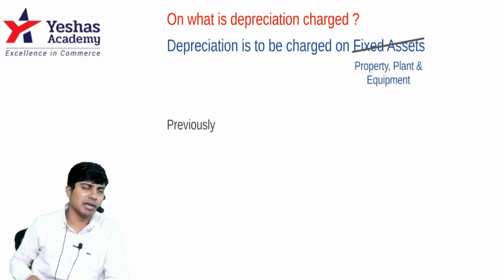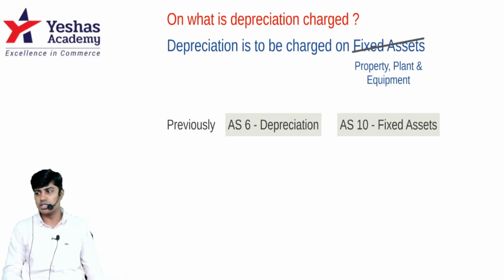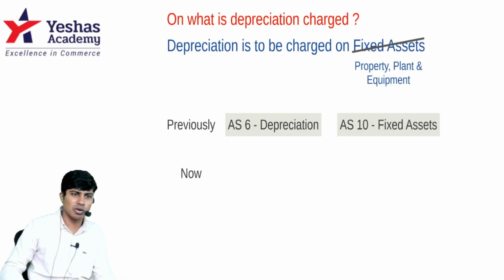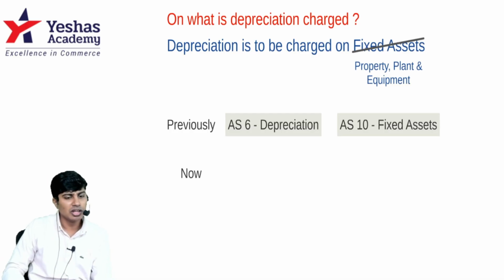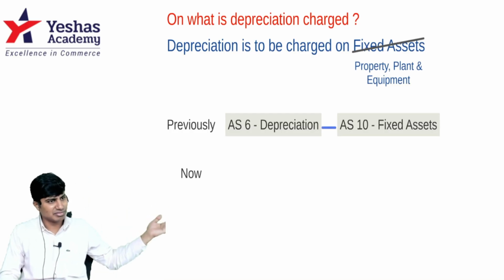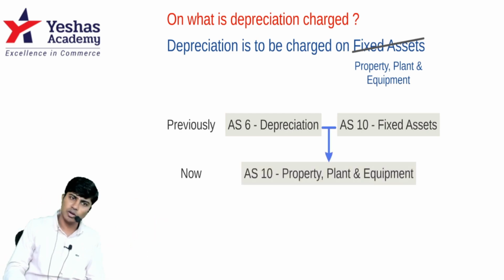Previously, there used to be a standard by the name Accounting Standard 10, which talked about fixed assets, and there was Accounting Standard 6, which spoke about depreciation. Both of them are replaced with one brand new Accounting Standard 10, which is already 10 years old. No, easily 5, 6 years old. This Accounting Standard 10 is now called PPE, property, plant and equipment. I hope you got it.